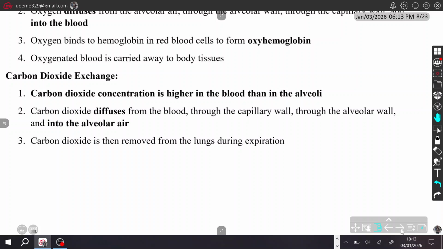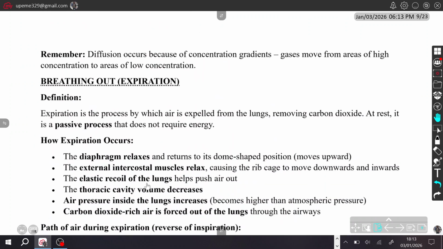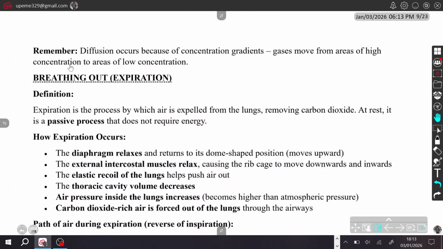So we move now to another process, but before we go there, remember that diffusion occurs because of a concentration gradient. Concentration gradient means differences in concentration. Whenever in one region there is more gas and in another region there is less, and these regions are close to each other, then we can say there exists a concentration gradient between these two regions.